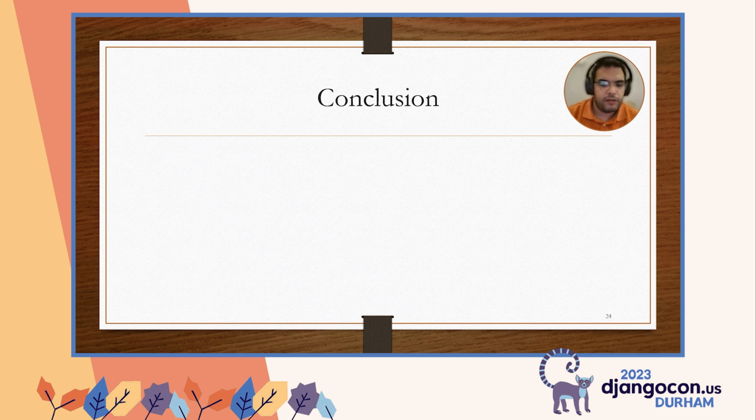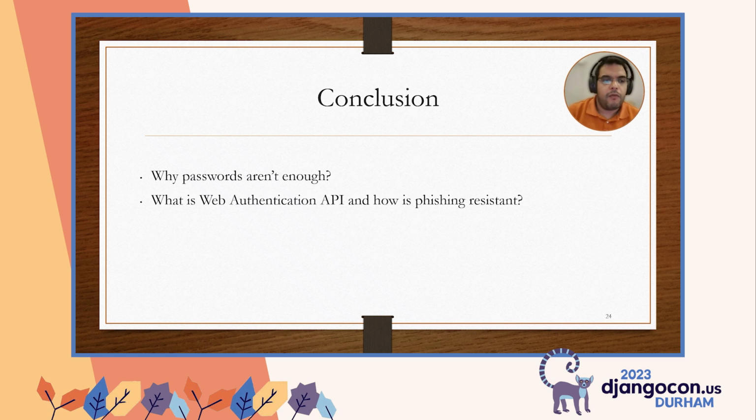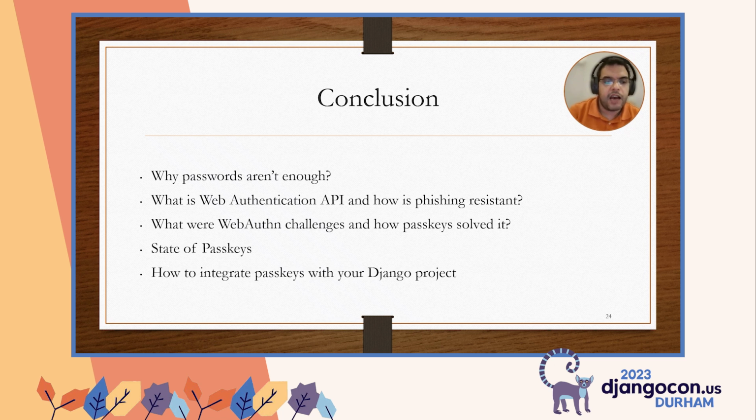So in conclusion, we discussed why passwords aren't enough, what the WebAuthn API is and how it is phishing resistant, what the challenges in web authentication were and how passkeys solved them, the state of passkeys, and how to integrate passkeys in your Django application.